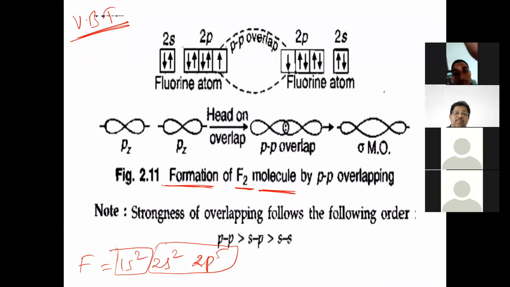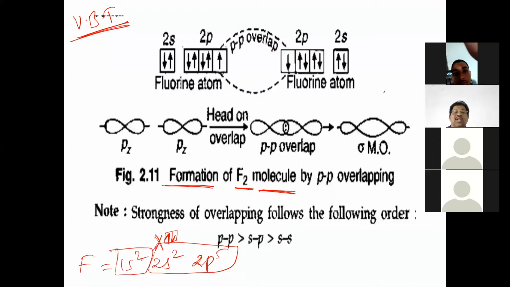2s2 means one box with two electrons. Will 2s2 be involved in overlapping? Does this 2s2 orbital involve in overlapping? No. Why not? Because this 2s orbital has an electron pair. Only an unpaired electron must be present. But here in the 2s orbital there is an electron pair, so this orbital does not involve in overlapping.